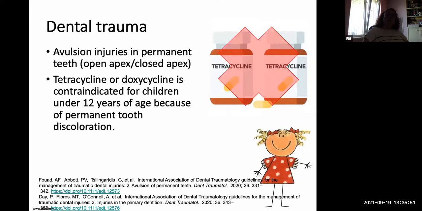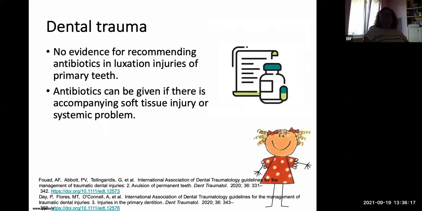In dental trauma, there are some cases where we prescribe antibiotics. We don't prescribe antibiotics in every case. We prescribe antibiotics in avulsion injuries of the permanent teeth. In these situations, tetracycline or doxycycline is contraindicated for children under 12 years of age because we know its effect on permanent tooth discoloration. On the other hand, there is no evidence for recommending antibiotics in luxation injuries of primary teeth. Antibiotics can be given if there is accompanying soft tissue injury or systemic problem.